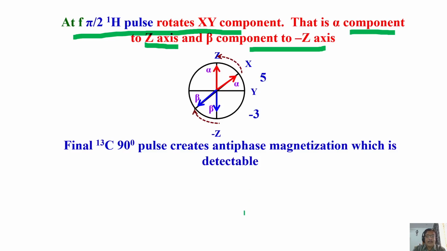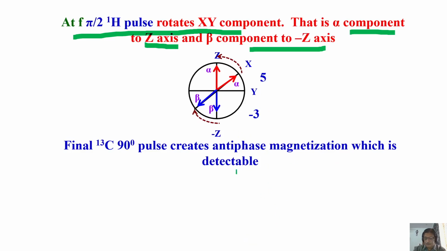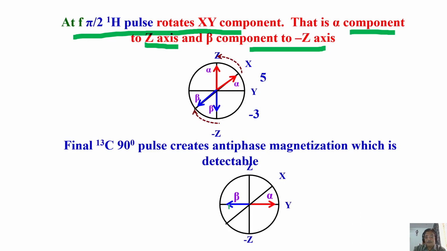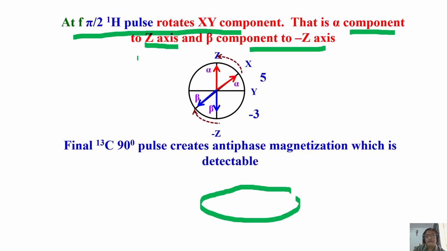Now finally a carbon 13 pulse you are going to apply, which creates antiphase magnetization which is detectable. The carbon 13 pulse is applied, a 90-degree pulse, so it creates antiphase magnetization. You are detecting the signal. Now what is going to happen? The signal components of the carbon 13 triplets are antiphase. The intensity is -3 and -5. Remember here.